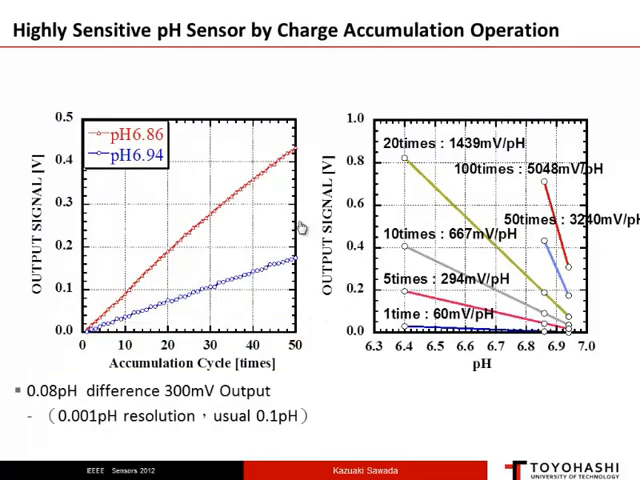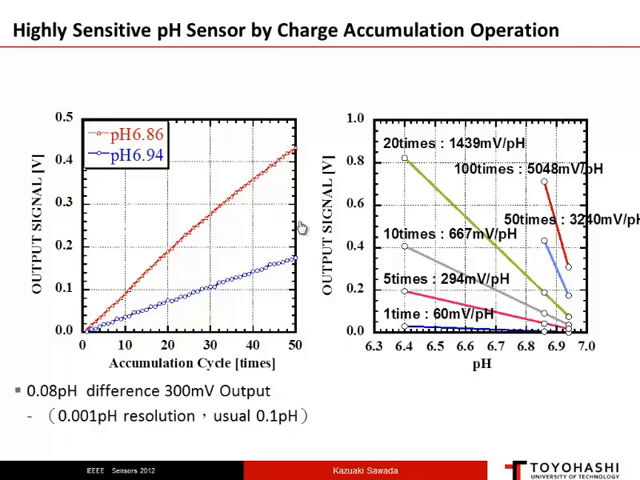This is the experimental result of the charge accumulation operation. We prepared 6.86 and 6.94 solutions. The difference is only 0.08. A commercialized pH sensor has a minimum resolution of 0.1 pH. So it is very difficult to distinguish these two kinds of solution.